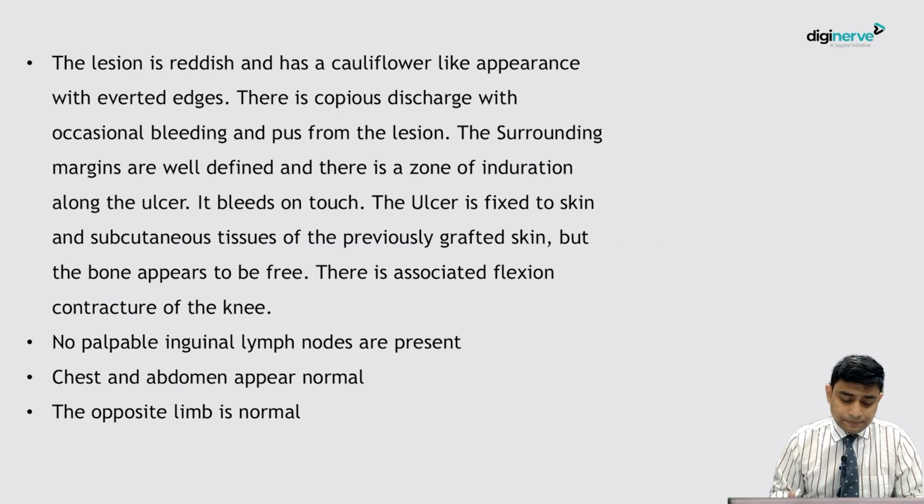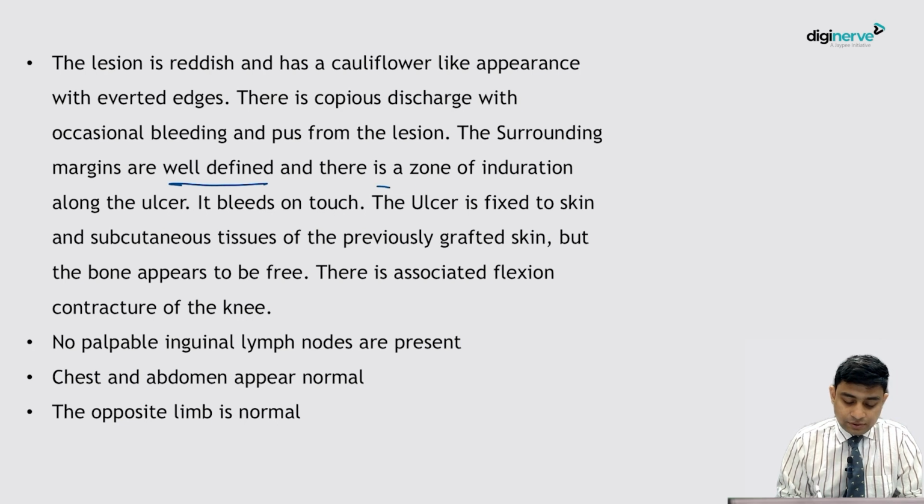Okay, then let's come to examination. On local examination, the skin of the region appears to be reddish. It has a reddish lesion which has a cauliflower-like appearance with everted edges, with copious discharge coming from the lesion while we are trying to palpate the lesion. The surrounding margins are well defined, and there is a zone of induration along the ulcer which bleeds on touch.